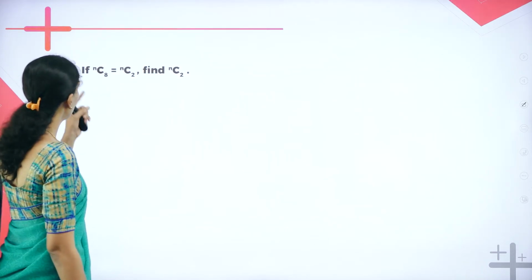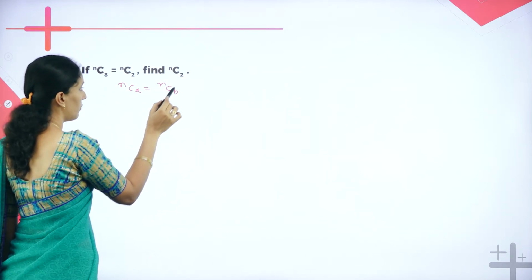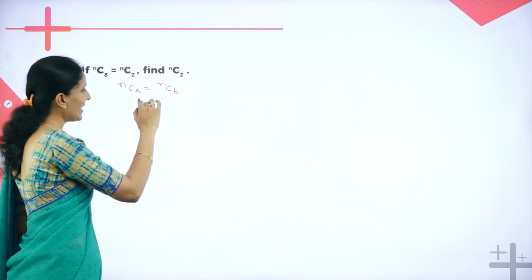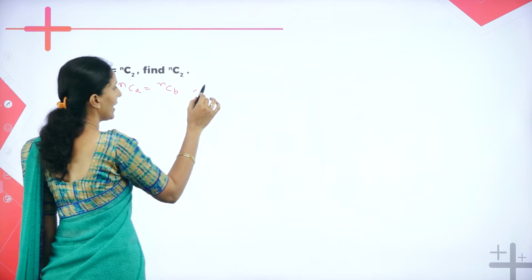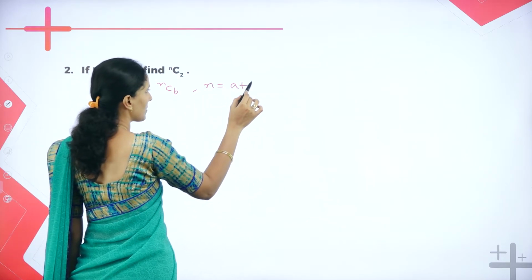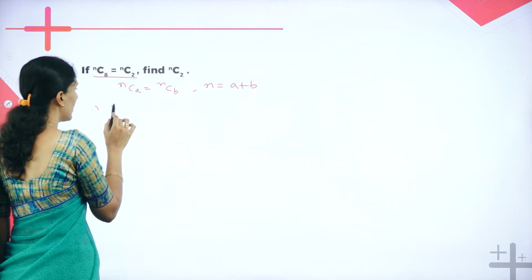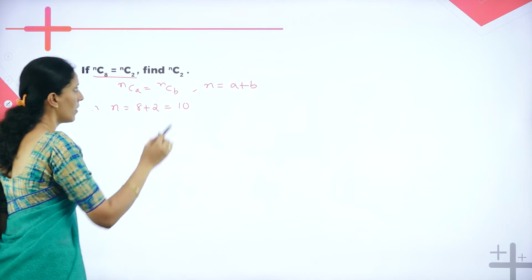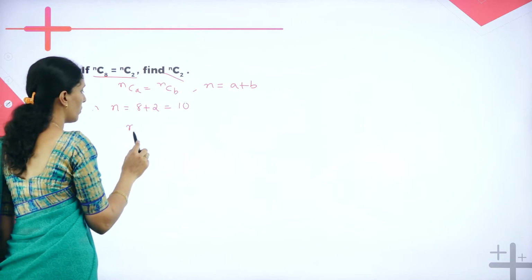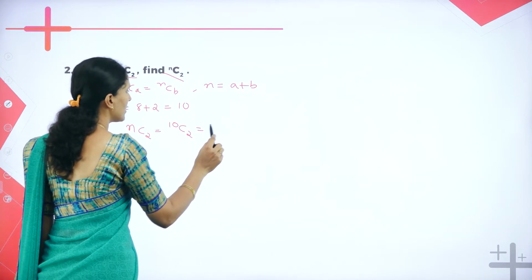So here we have the case of nCa is equal to nCb. If two combinations are equal, either a is equal to b, but a is equal to b is not possible. Then the only other case is n is equal to a plus b. Therefore, according to this, n is equal to 8 plus 2, which is nothing but 10. Now we need to find out nC2. nC2 means 10C2. What is 10C2?